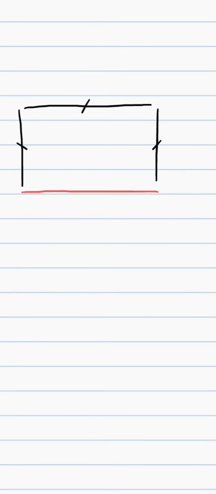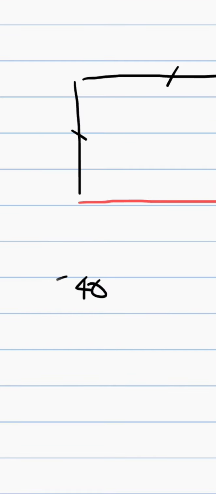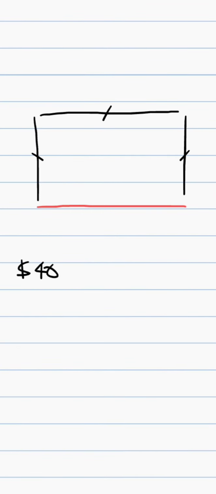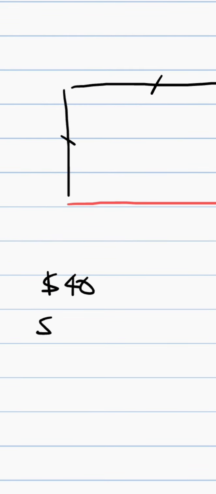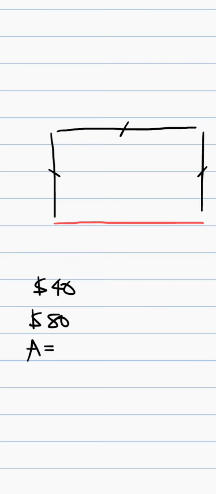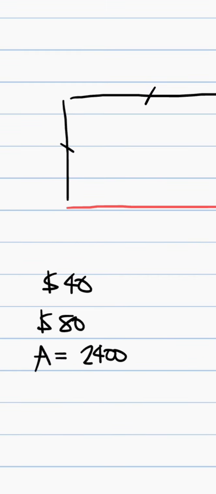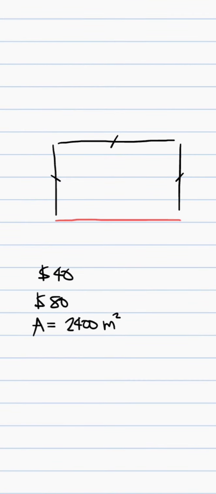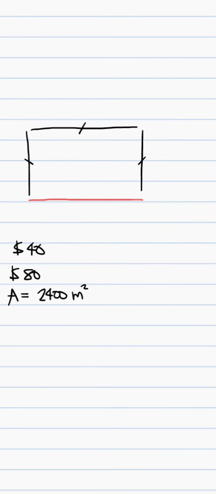So suppose these three sides of a rectangular lot here, this one, this one, and this one, cost $40, $40, and this front of our land costs $80, and the whole area of this land is equal to 2,400 square meters. How do we find the minimum fencing cost? So how? First things first, we label the sides that are similar, especially since this is a rectangle.